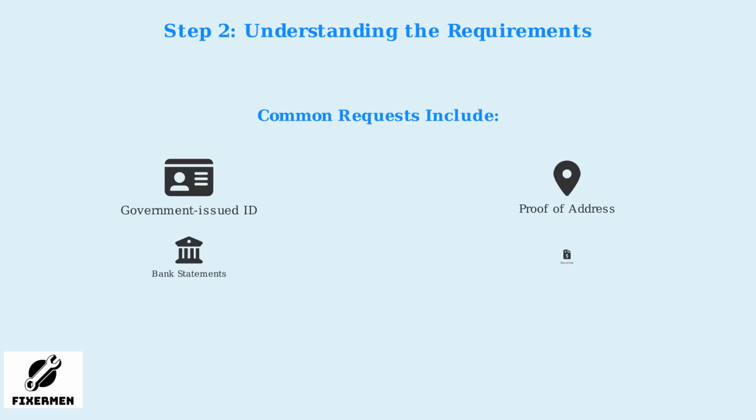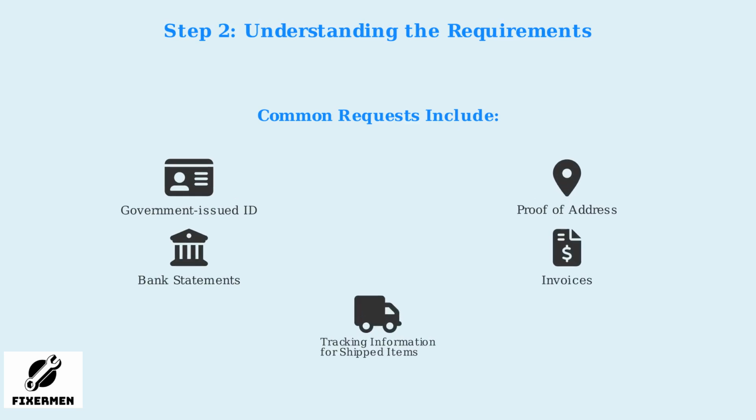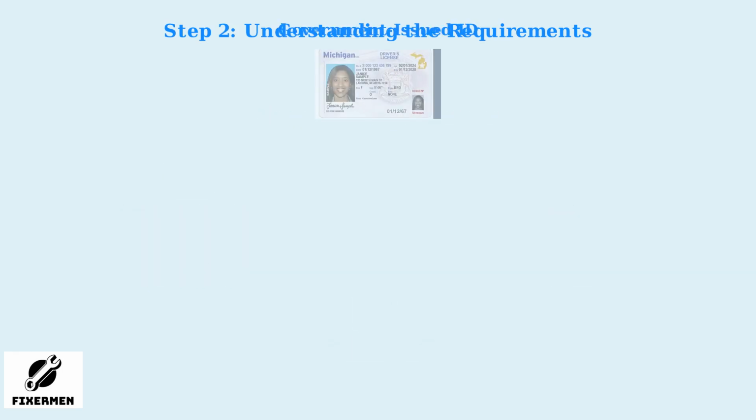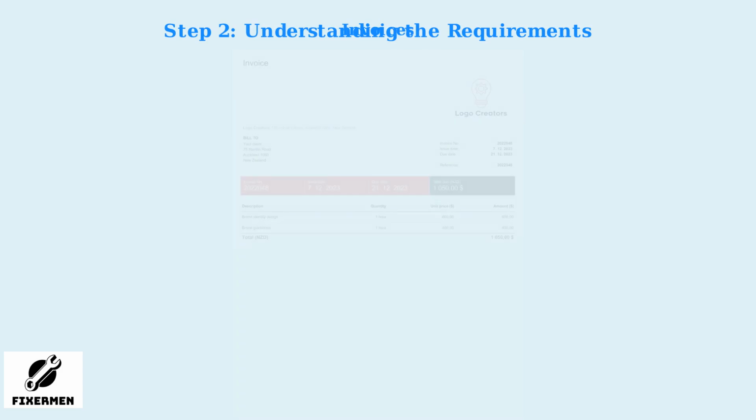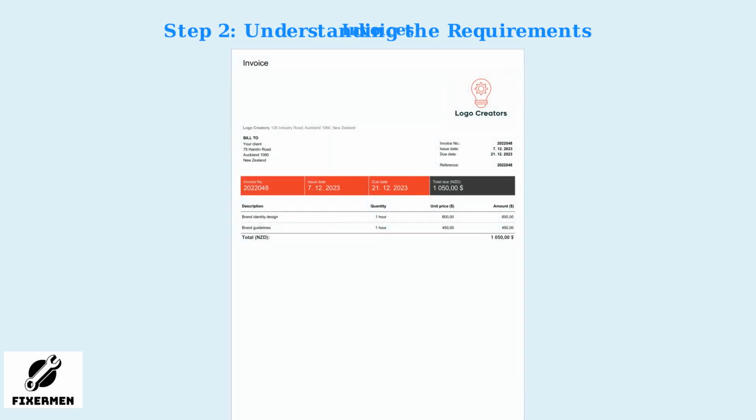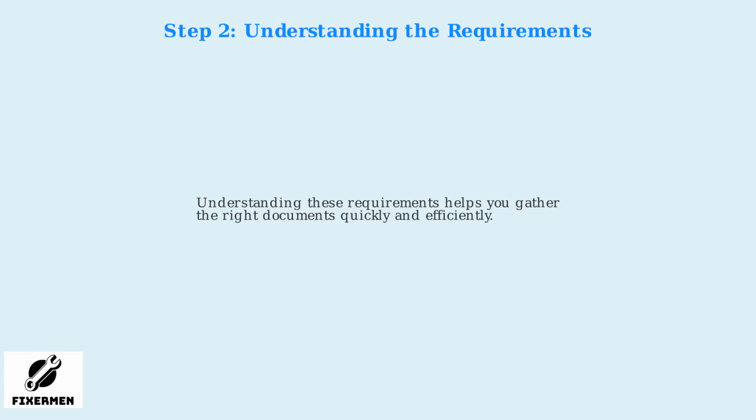PayPal will usually ask for specific information or documentation. Common requests include government-issued ID, proof of address, bank statements, invoices, and tracking information for shipped items. For government-issued ID, PayPal accepts documents like driver's licenses or passports to verify your identity. Bank statements help confirm your financial history and transaction legitimacy. Invoices provide proof of business transactions and legitimacy for sellers. Understanding these requirements ensures you can gather the right documents quickly and efficiently to resolve your account limitation.